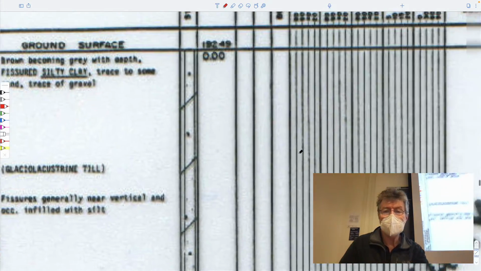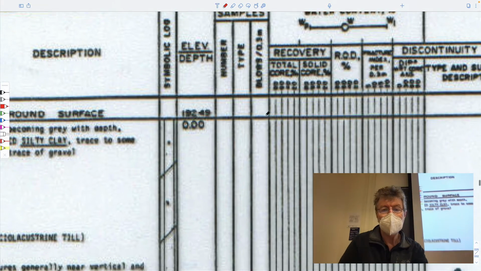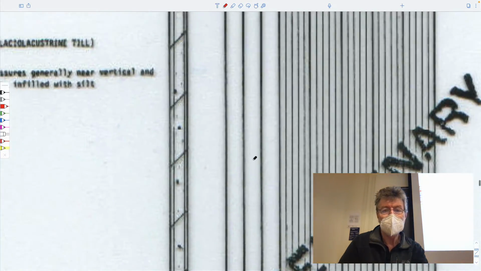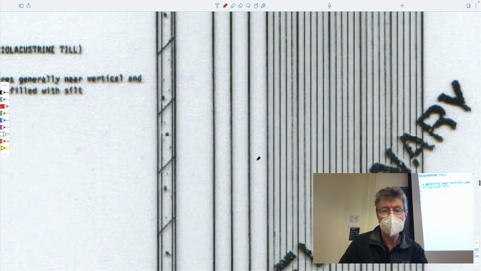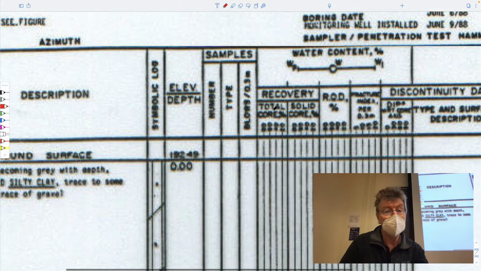And the other things that you see are the samples and their type. So you'd bag them and label them and note what they are. If you're banging a split spoon into the ground, the number of blows that you apply to go 0.3 of a meter, Canadian speak for per foot, I guess, is recorded there. And none are taken in the overburden here. And then there are other things that are noted from the drill core.